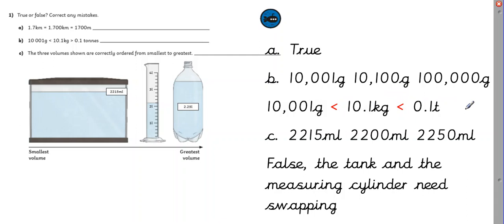Okay, and then for C, if we converted our units of measure, we've got 2,215 millilitres, followed by 2,200 millilitres, well done if you read the cylinder correctly, and 2,250 millilitres. So this one is false because the tank and the cylinder need swapping around because this one has a larger volume than the tank. Well done if you got those right.